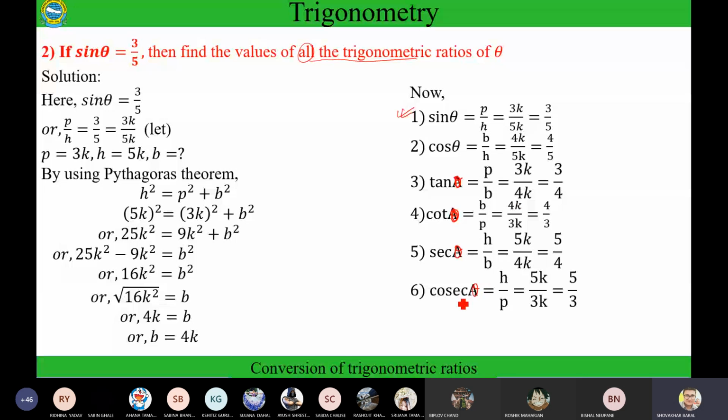Furthermore, cosec theta is equals to s by p, and it is equals to 5k by 3k is equals to 5 by 3. So we have got all the 6 different trigonometric ratios. These values are given as 3 by 5, 4 by 5, 3 by 4, 4 by 3, 5 by 4 and 5 by 3. Please copy it first.